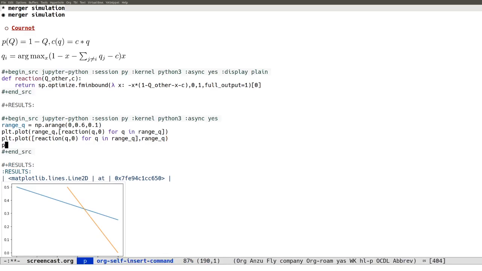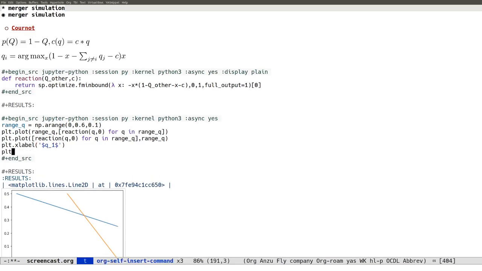So basically what you can do is add an x label. Let's say that on the horizontal axis we're going to use LaTeX, we're going to put Q1. That's why we use the dollar signs to get LaTeX. And on the other axis I'm going to put Q2.